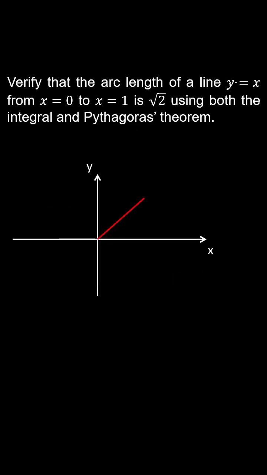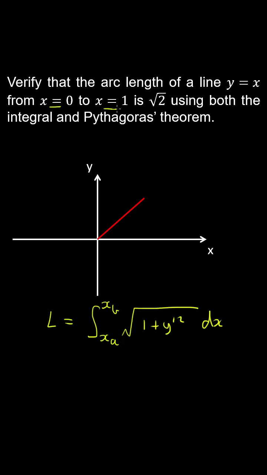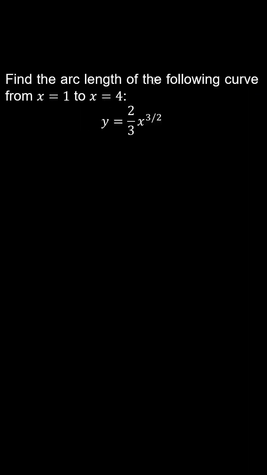Let's verify that the arc length of a line from x equals 0 to x equals 1 is root 2 using both the integral and Pythagoras' theorem. So this is the arc length integral, and we're integrating with respect to x according to this question. Now the derivative is equal to 1, so what we get is an integral from x equals 0 to x equals 1 of the square root of 1 plus 1 squared, which is 2. And now evaluating this integral, you're going to get root 2. And using Pythagoras' theorem, you'll also see the distance between this point and this point along the line is also root 2.